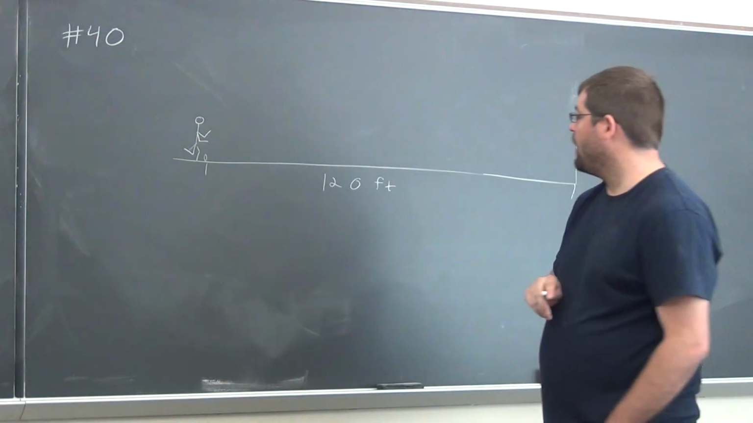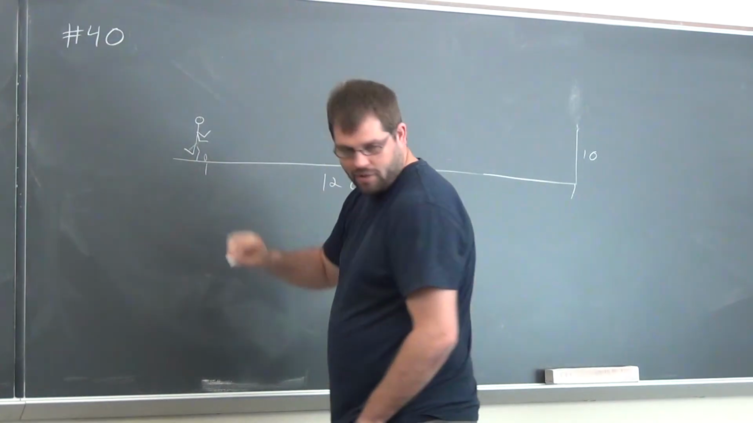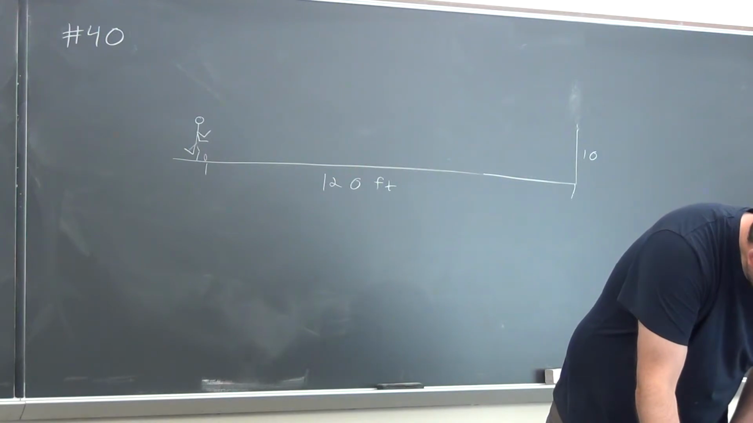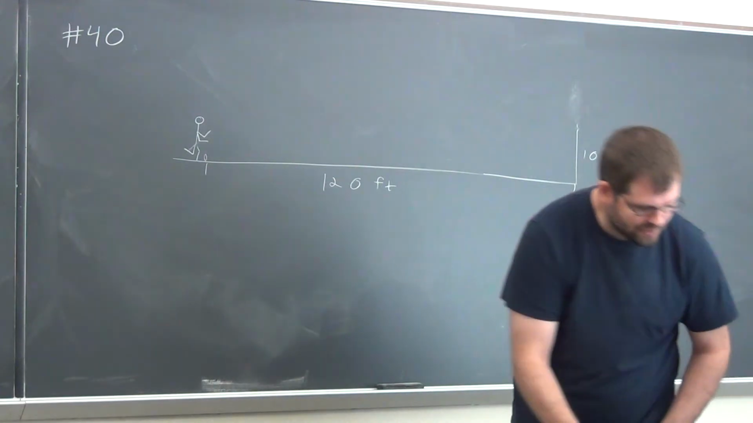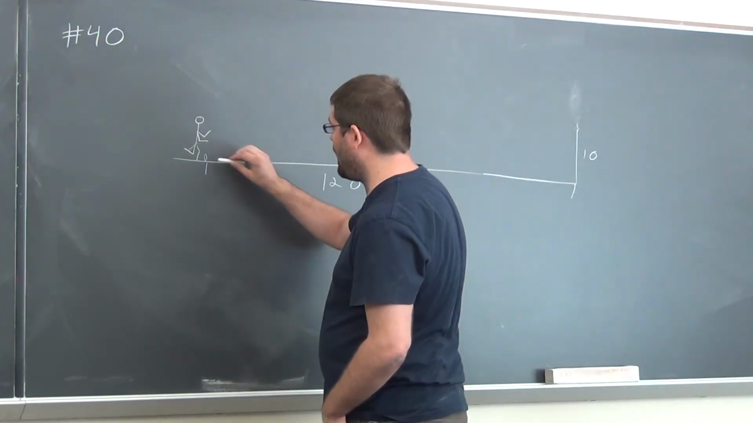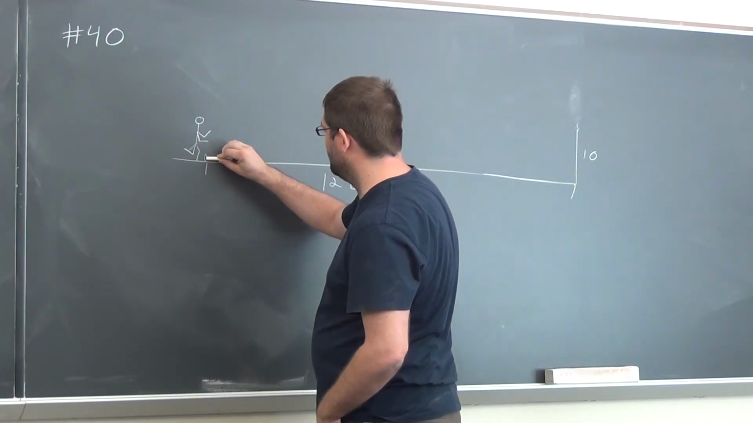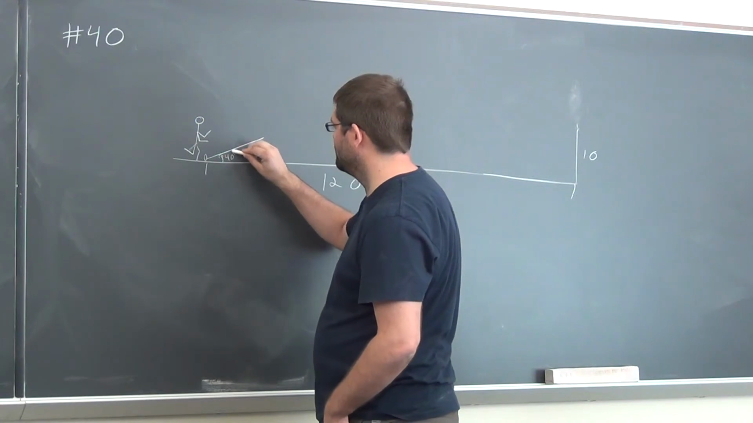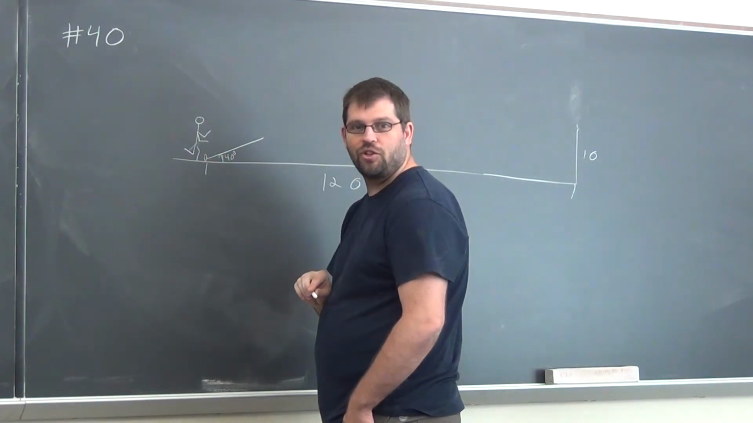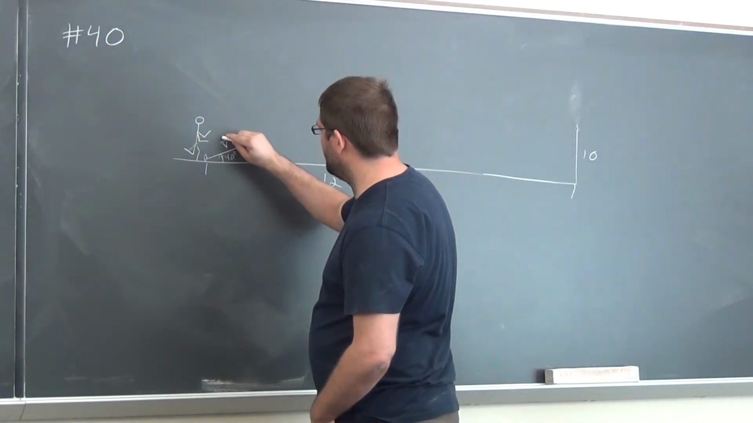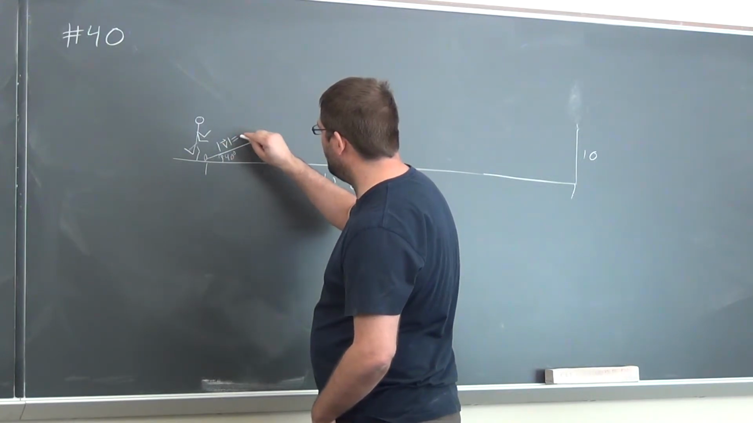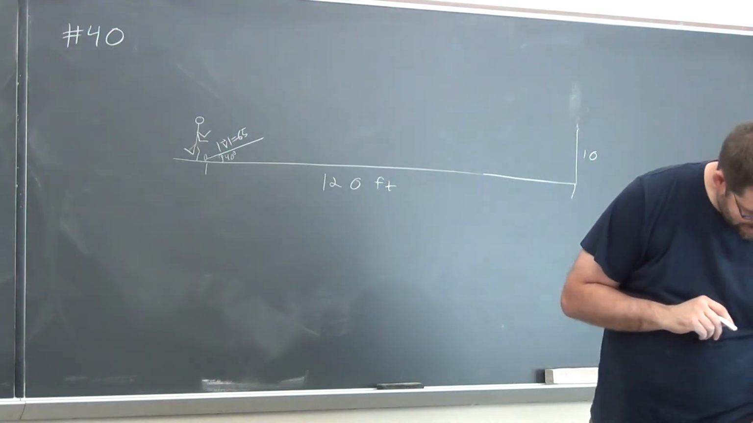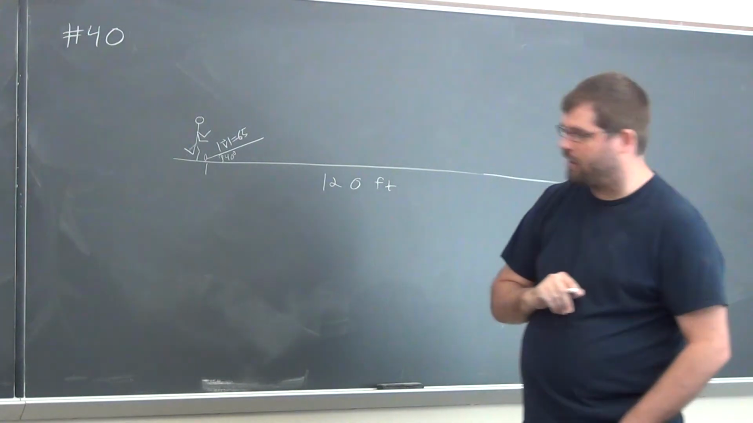All right. And then you're told that they kick with an initial angle of 40 degrees and an initial speed of 65. I'm going to assume that means that angle is 40 degrees. Does that seem reasonable? Seems like the one you would measure. And then you get some velocity function here. All you know is that you're kicking with a speed of 65 feet per second.